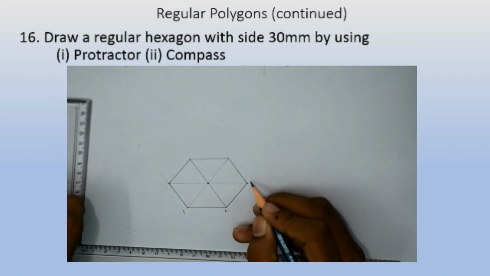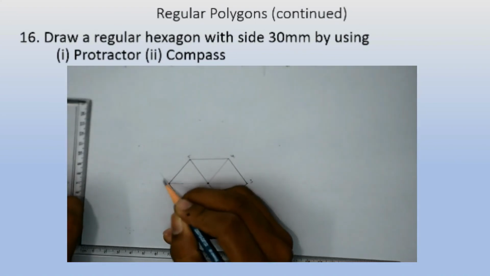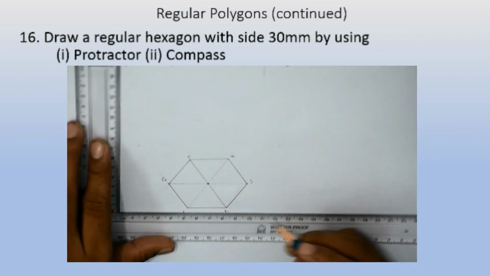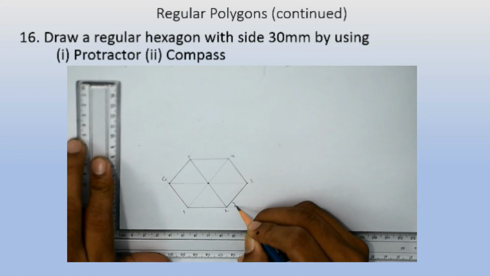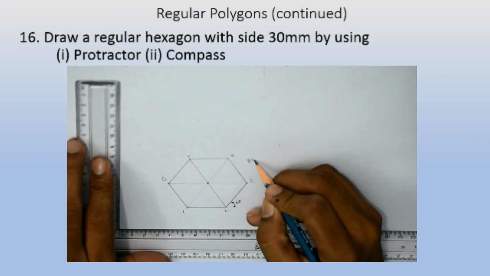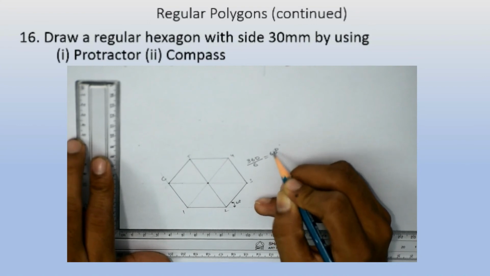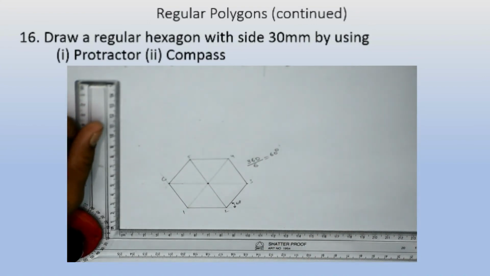We can number this hexagon as A, B, C, D, E, F, or 1, 2, 3, 4, 5, 6, and the center as O. Here the angle is 60 degree, because a hexagon will have 6 sides, and 360 by 6 is going to be 60. You need to remember it in this fashion. 360 by 6 is going to be 60 degree.